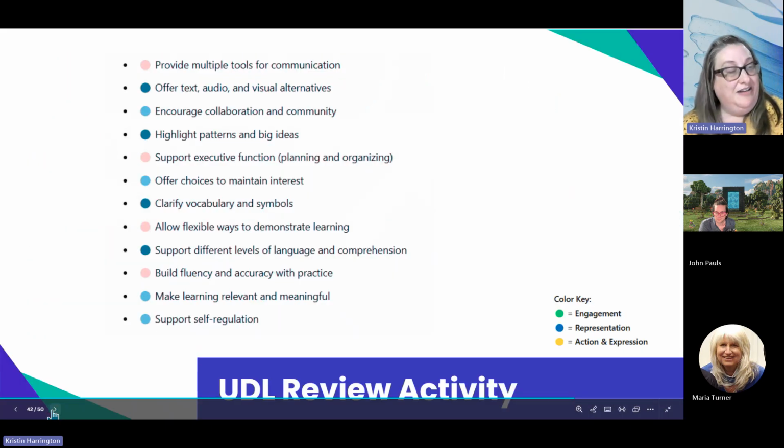So I have a quick little review UDL activity here on this slide. In the bottom right corner is a color key, which has the three main UDL guidelines for engagement, representation, and action and expression. And I want you to think about, in everything that John has been showing us and providing for us in all these webinars, which of these three do you feel like you need to work on the most? Would it be engagement, representation, or action and expression? I'm going to give you just about 10 seconds to think about that.